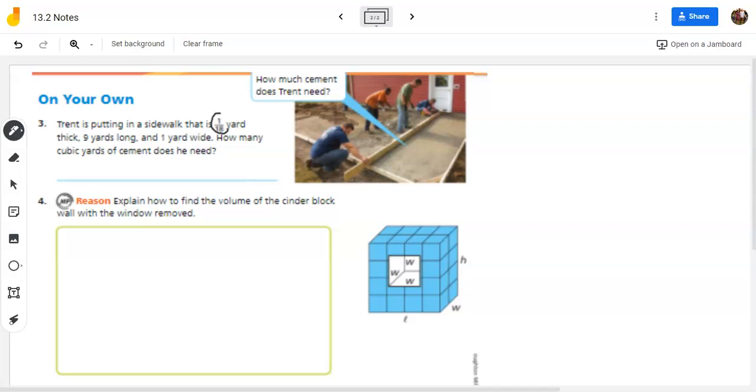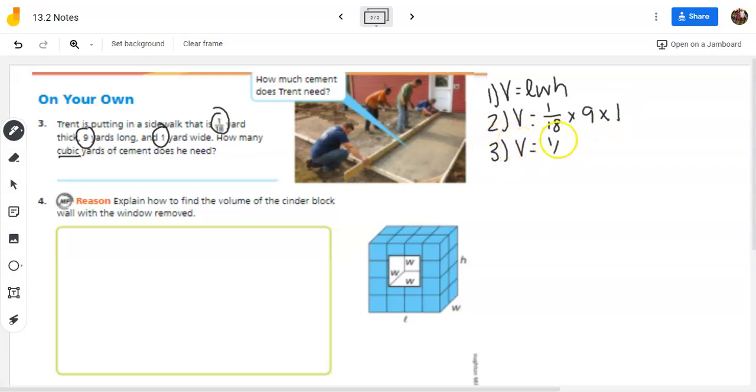So we have 1/18, 9, and 1. When they ask for anything cubic, that means we're doing volume. So remember, we start with our first thing. Volume equals length times width times height. So V equals, and let's just put our numbers in, 1/18 times 9 times 1. When I put that into my calculator, I get volume equals 1/2.